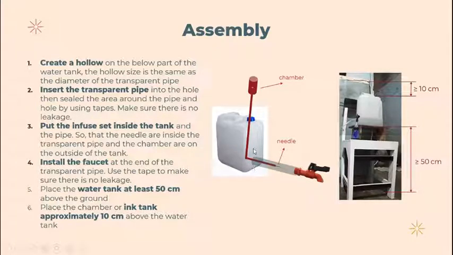3. Put the infuse set inside the tank and the pipe. We put the infuse set so that the needle is inside the transparent pipe and the chamber is on the outside of the tank. 4. Install the faucet at the end of the transparent pipe. Use the tape to make sure there is no leakage. Again, make sure there is no liquid leakage at this point and this point also. 5. Place the water tank at least 50 centimeters above the ground, like this.